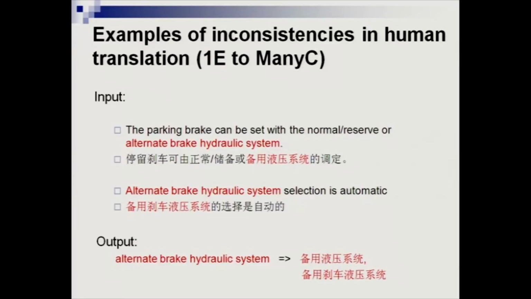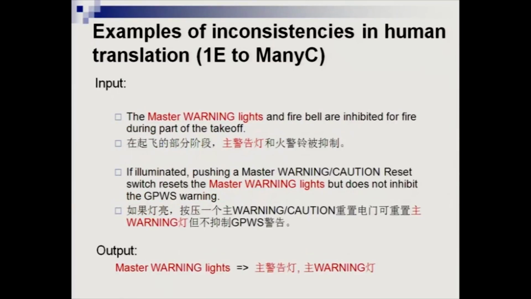Also, we have one English term to many Chinese terms. For example, alternative brake hydraulic system maps to this one or to this one. But in this Chinese translation, brake is omitted. I don't know if this is correct or not. But there may be some resulting inconsistencies.